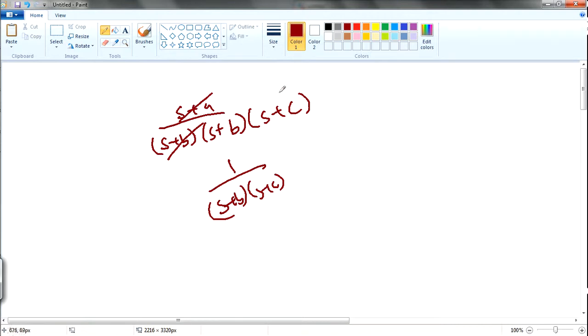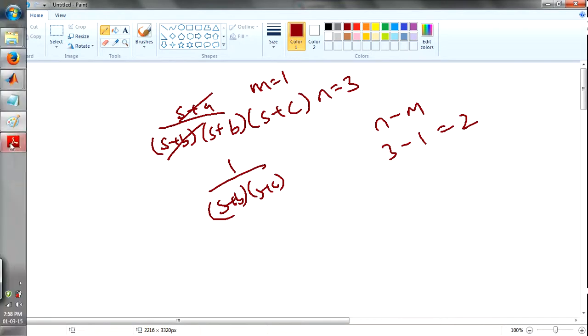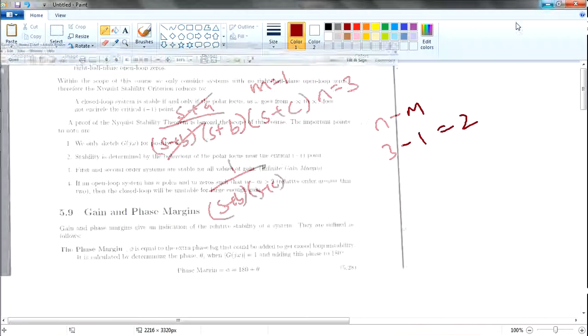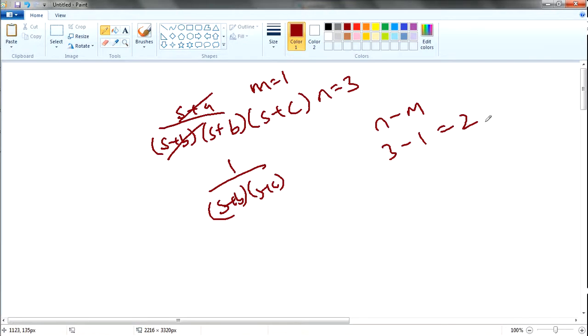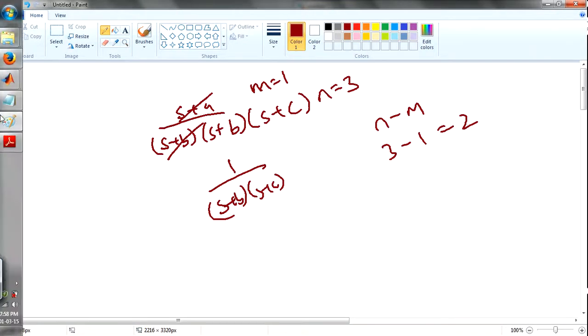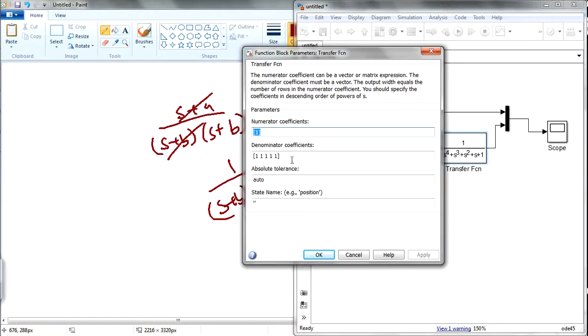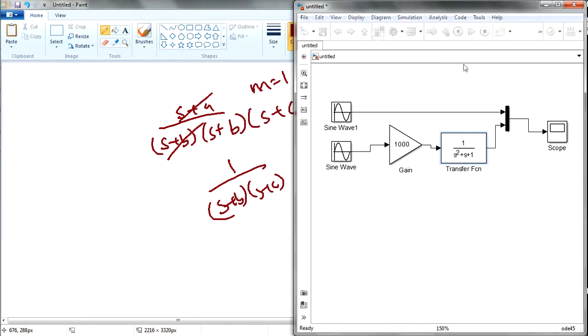So let's say this is n equals 1 and n equals 3, right? n minus m, 3 minus 1 is equal to 2, right? It is still considered stable. As you see, n minus m has to be greater than 2. If it equals 2, it's alright, okay? So therefore, if it's a second order system, because if you were to cancel away the orders, it's simply second order only, that's all.